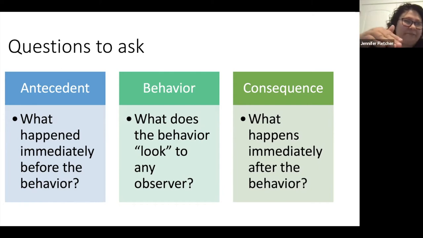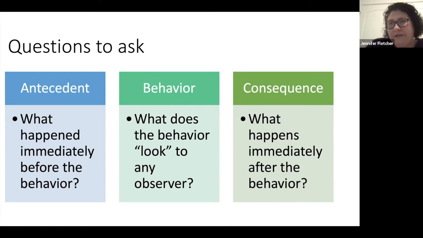So you want to make sure you know exactly what that behavior looks like, just in case the child hits, but it's just kind of like a playful hit versus they're actually slugging, hitting, so that you know what you want to be recording for. Because if they're just doing a playful hit, maybe that's not something that we're worried about. But if they're actually causing physical harm to somebody else, we want to make sure we're keeping track of that. And then with the consequences, thinking about what happens immediately after the behavior.